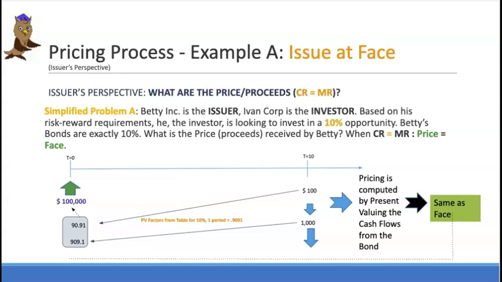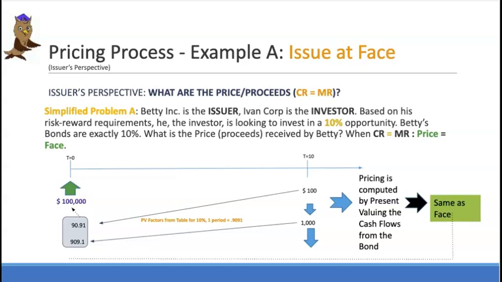Now the present value of the $100 at t equals 1 back to t equals 0 is a function of the PV factor of 0.9091. This comes from the PV table at 10%, 1 period, times the cash flow of $100. That results in $90.91. That is the PV of the interest.